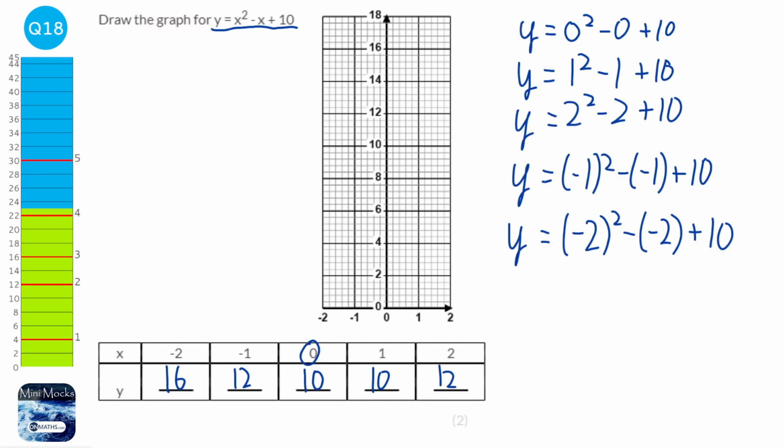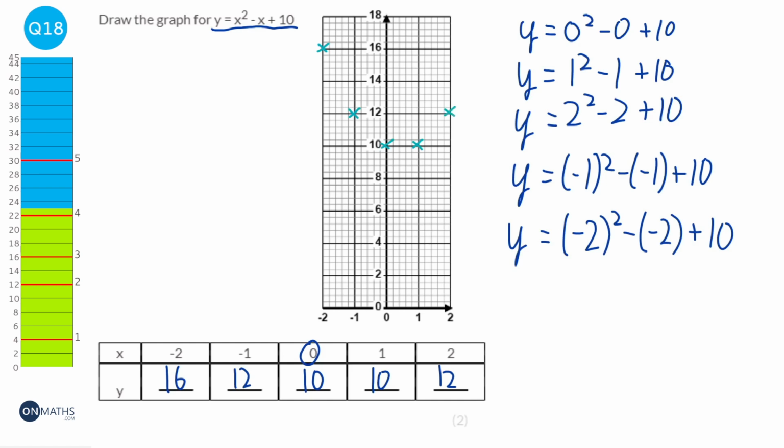And so we've got minus 2 is at 16, so that'll be there. Minus 1 is at 12, which should be here. 0 is at 10, 1 is at 10, and 2 is at 12.